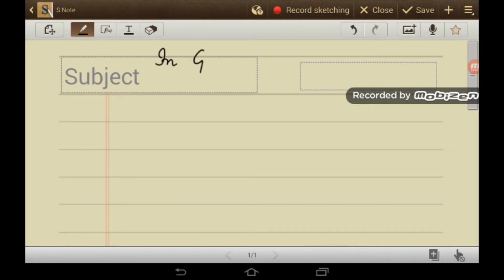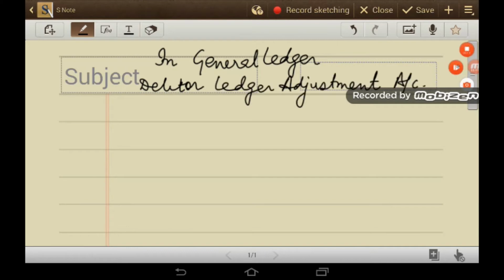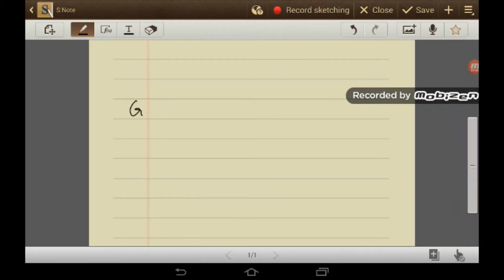So in general ledger, debtor ledger adjustment account and creditor ledger adjustment account. So what is the first transaction?